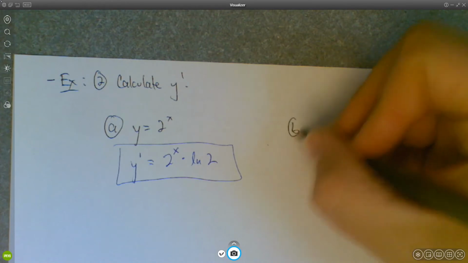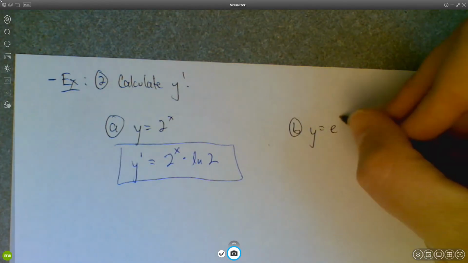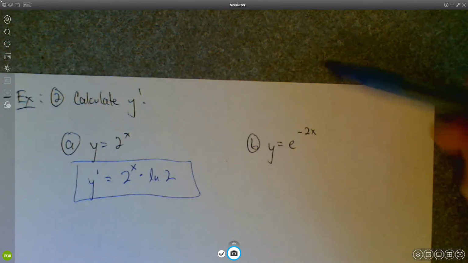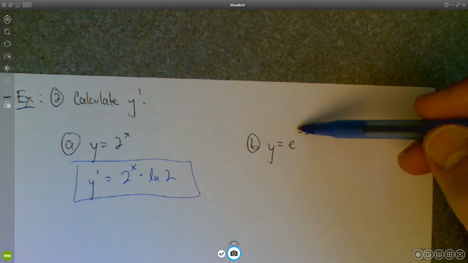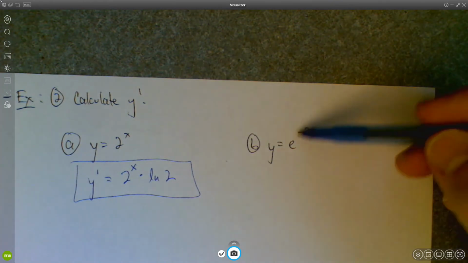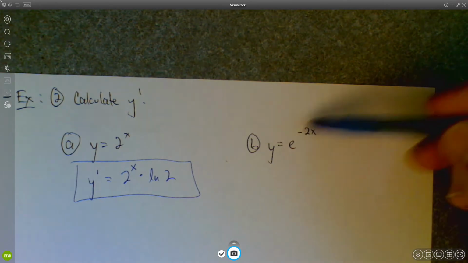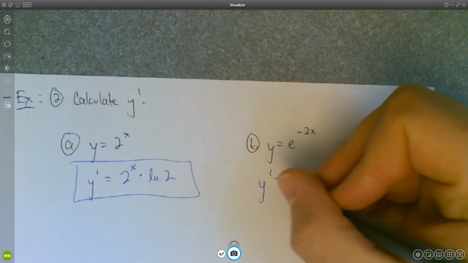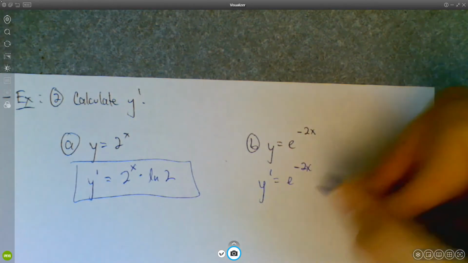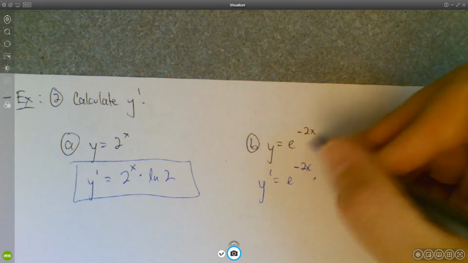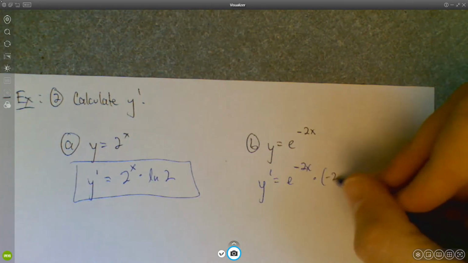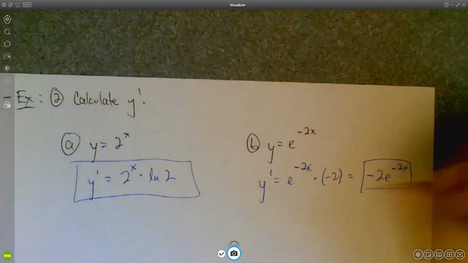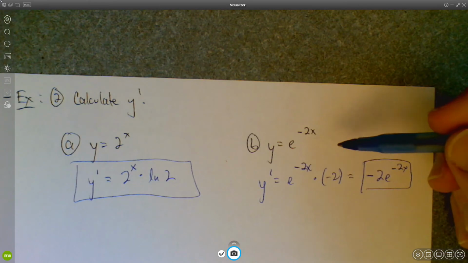Let's do another one. Let's do y equals e to the -2x. This one's going to require chain rule, right? Because we've got the e to the x function, but it's being composed with a -2x function. So the outer function is e to the x. So we would say y prime is the function itself times the derivative of the exponent, which in this case is -2. So that's -2e to the -2x.